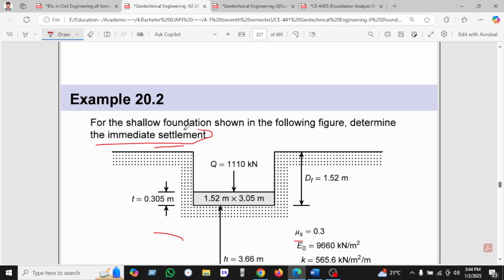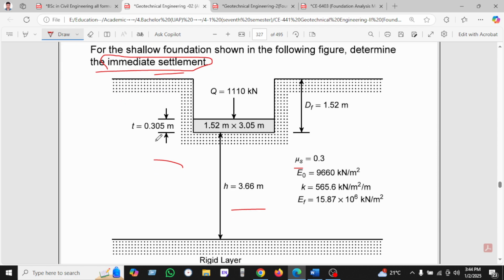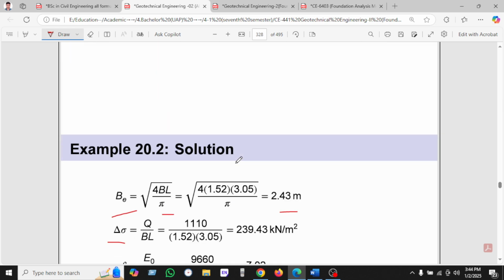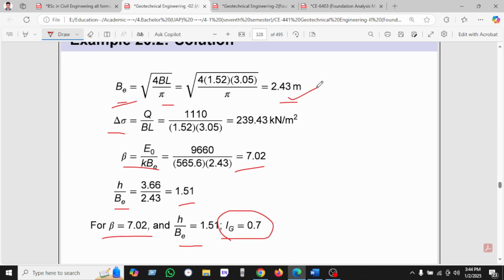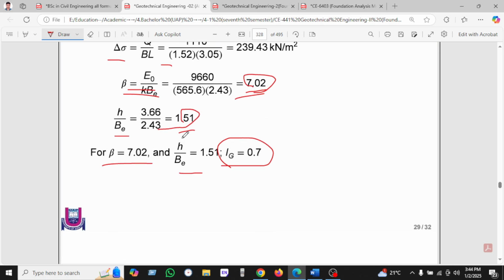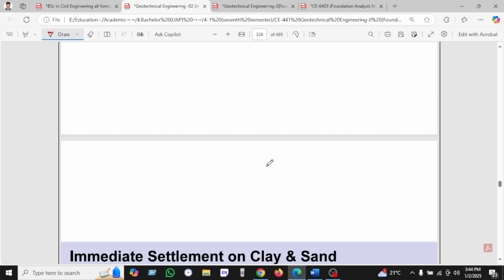And now let's see the example for the shallow foundation shown in the figure below. Determine the immediate settlement. Now we'll calculate the immediate settlement with all the values given, and B equal to, putting here, and beta is 0.70, H equal to 1.5. When beta equal to 0.70 and H divided by B is 1.5, then IG equal to 0.7.